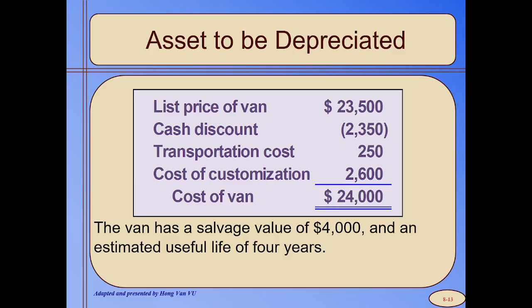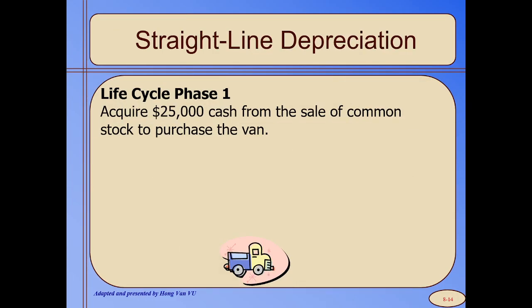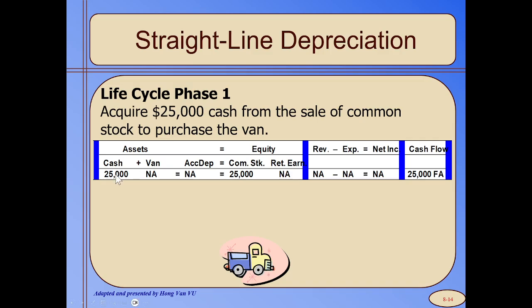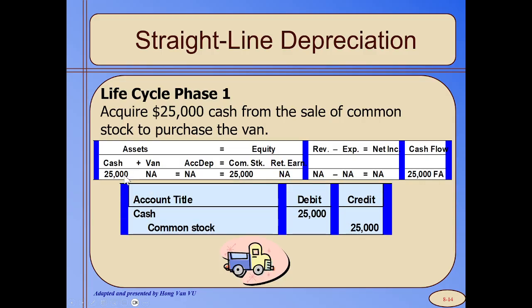Let's start with the first phase in the operational asset cycle, acquiring sufficient funds to purchase the van. The company elects to issue $25,000 of common stock and use the proceeds to purchase the van. So we have a cash increase of $25,000, a common stock increase of $25,000, and a cash flow in. There is no income statement impact of this transaction. The journal entry is a debit to cash and a credit to common stock.